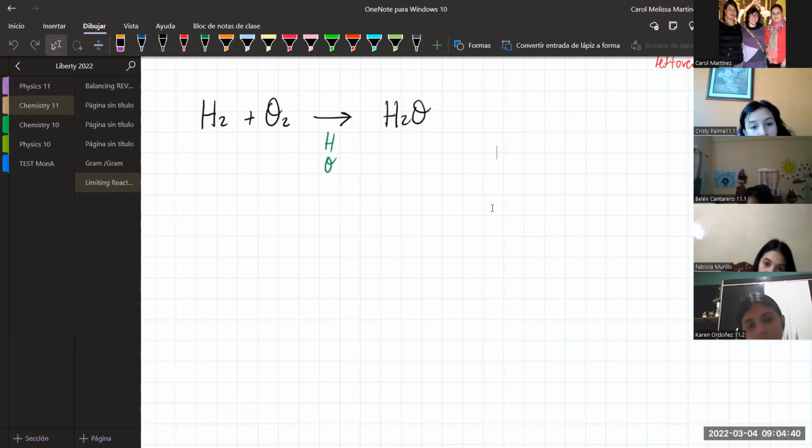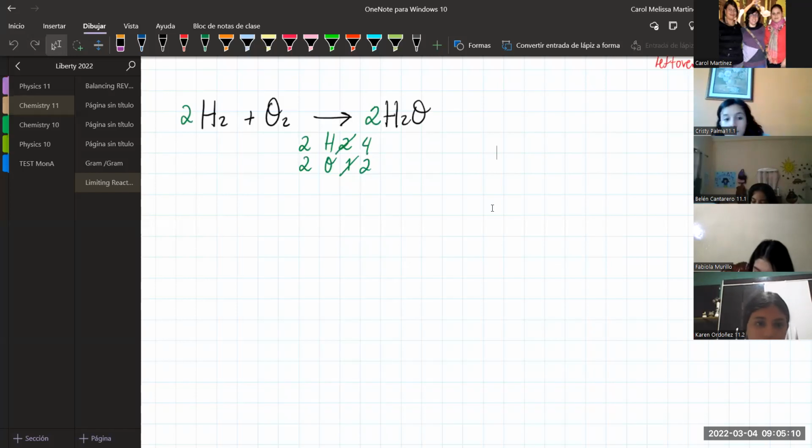I have 2 hydrogens and 2 oxygens in the reactant, and in the product I have 2 hydrogens and only 1 oxygen. So I start by balancing oxygen by placing 2 in front of my water. Now I have 2 oxygen, but that 2 also affects hydrogen, giving me 4 hydrogens. To balance hydrogen, I need to place 2 in front of the hydrogen in the reactant. So now I have 4. Okay? Now my equation is balanced.